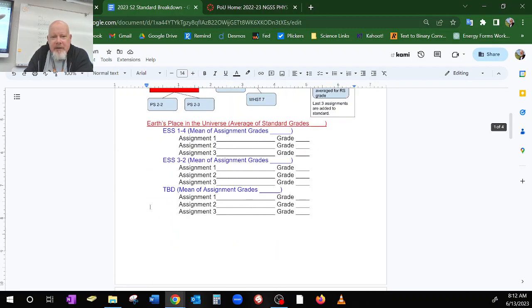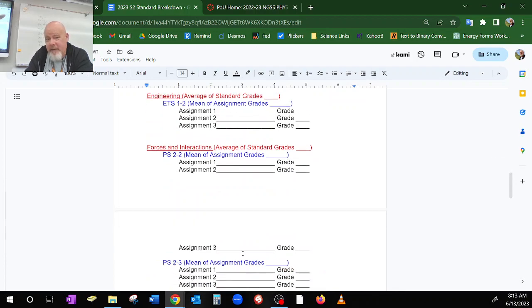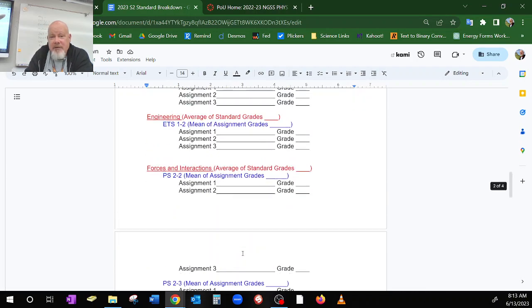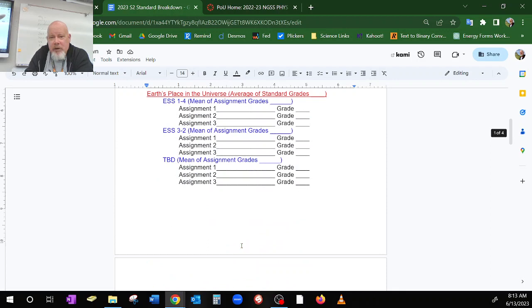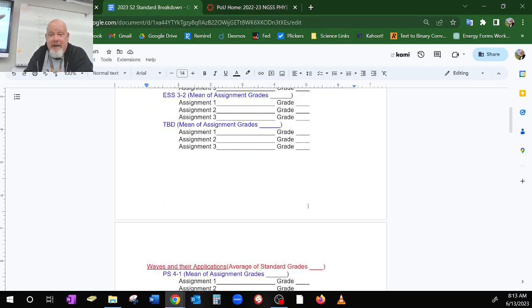The blue, I'm sorry, the red is the reporting standards. The blue is the standards. And then what you would have to do is tell me what assignment and what grade did you get for each of those standards. And you would have to fill that out for each one, averaging up all the red. So you would go through, you would write the 3 assignments, what were their grades, then you take the mean of those grades, as I showed you in the video. Then you would take all the blues, average those up to put it into the red. Then you would take all the reds and average them up, and that'll be your grade.